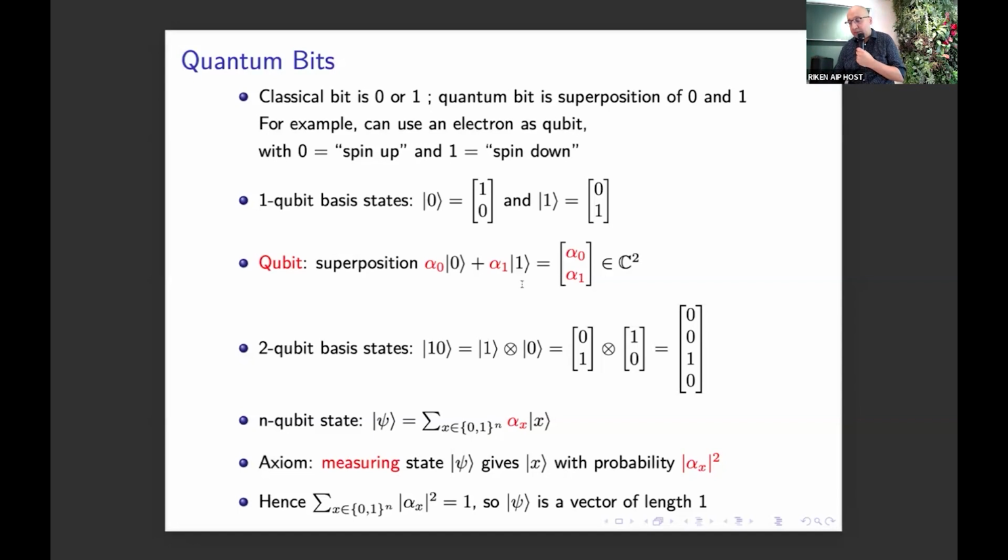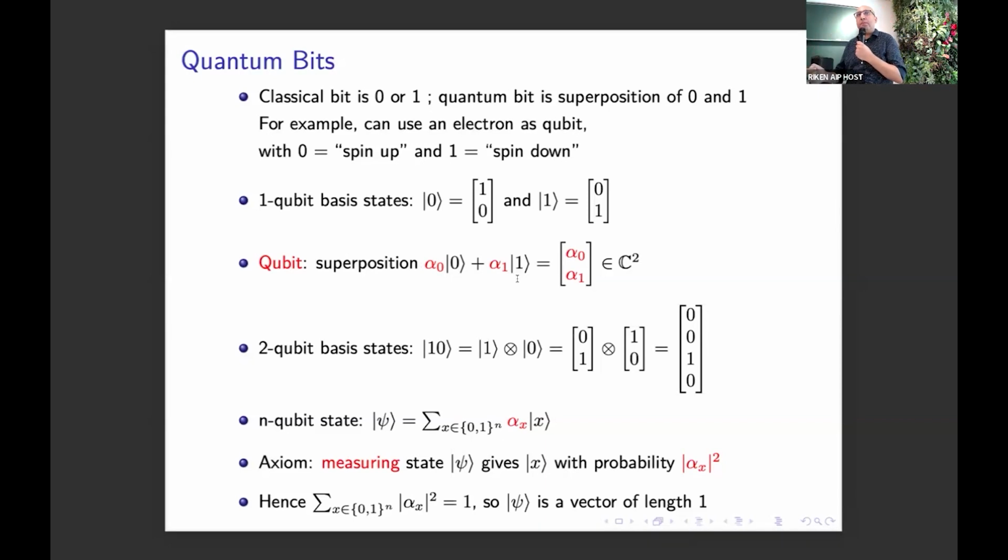Okay, so for example, let me consider this qubit superposition. In the simple case, this qubit is equal to alpha 0 qubit 0 plus alpha 1 qubit 1. In the classical world, we see only 0 or 1.